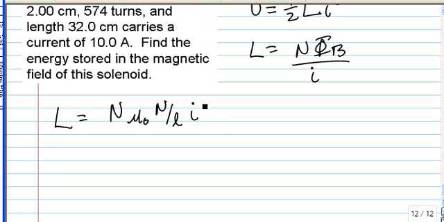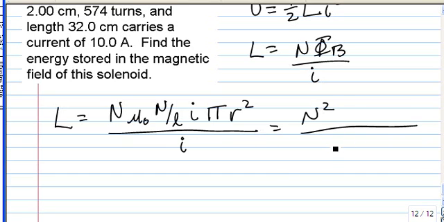So there's a value of the B field. In order to get a flux, we have to multiply that times the area of the solenoid and divide the whole thing by the current. So we can write down the inductance is N squared over L times mu naught times pi times R squared.